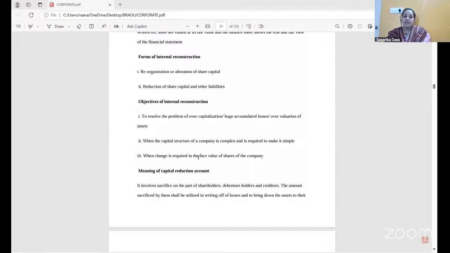When a change is required in the face value of the shares of the company, in the share capital, when we write it in the balance sheet, if the face value needs to be changed, automatically it leads to internal reconstruction. The face value may be 100 rupees, now they want to change it to 90 rupees. This also comes under internal reconstruction.